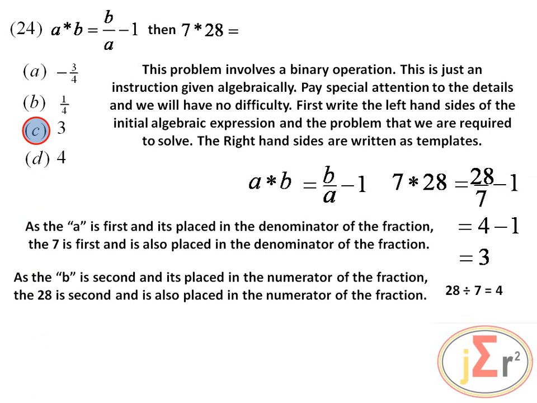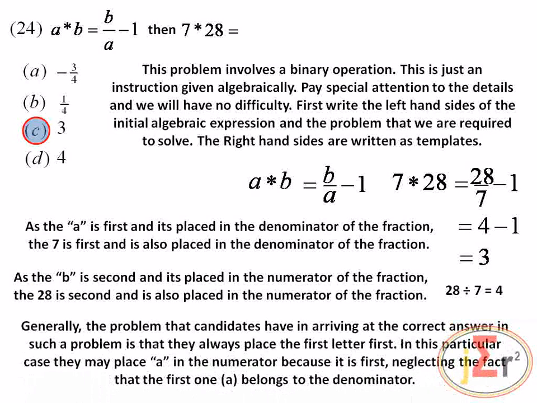The correct answer is option C. Generally, the problem that candidates have in arriving at the correct answer in such a problem is that they always place the first letter first. In this particular case, they may place A in the numerator because it is the first, neglecting the fact that the first one, which is A, belongs to the denominator.